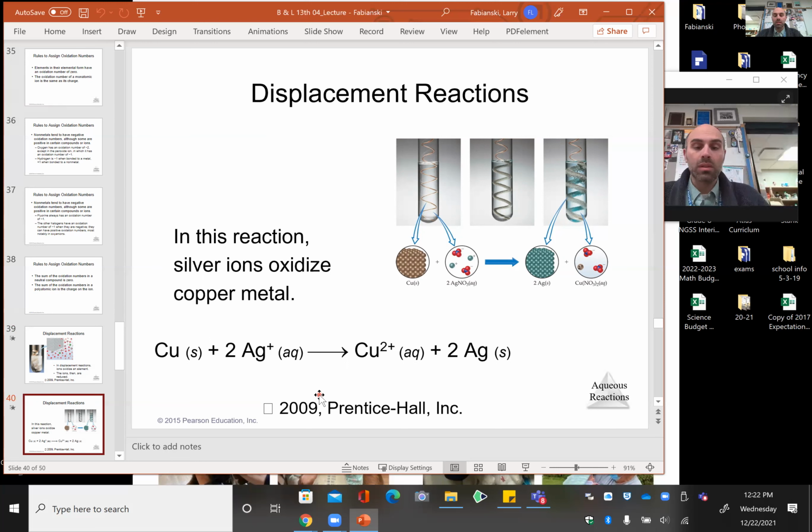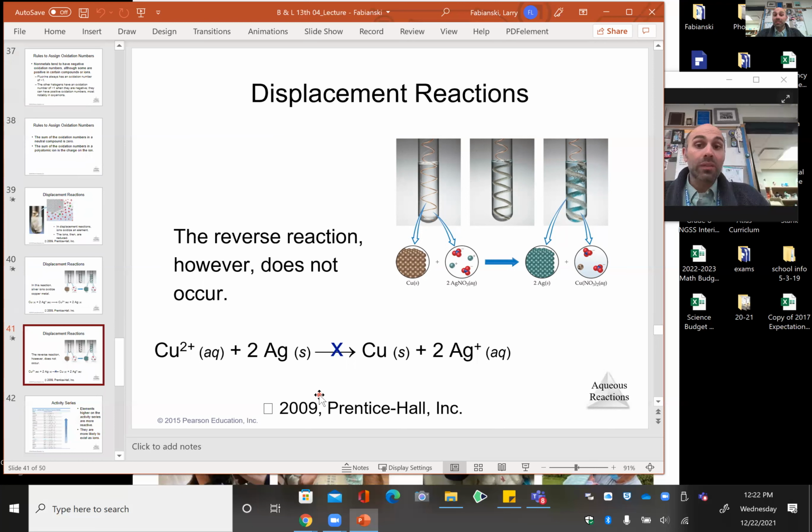So the equation you're looking at is the ionic equation. If you look up at the top, you see the copper metal with silver nitrate reacts to form silver and copper 2 nitrate. So that's when we're talking about the copper being oxidized, the silver being reduced. The copper is losing electrons, oxidation is loss, while the silver is gaining electrons. Reduction is gain.